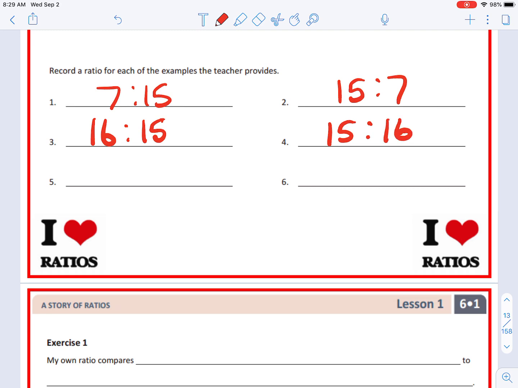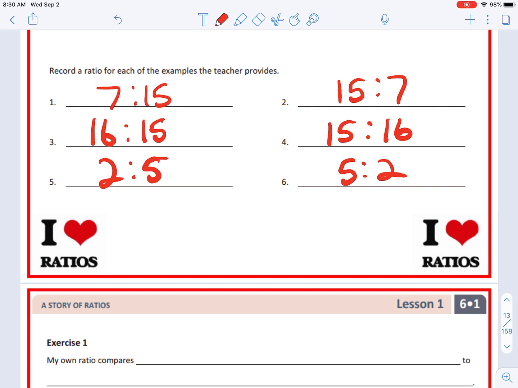Okay, lastly, there are 7 days in the week. 2 of them are weekend days and 5 are weekdays. Okay? So I want to know the ratio between weekend days to weekdays. This would be 2 to 5. Okay? And weekdays to weekend days would be 5 to 2.